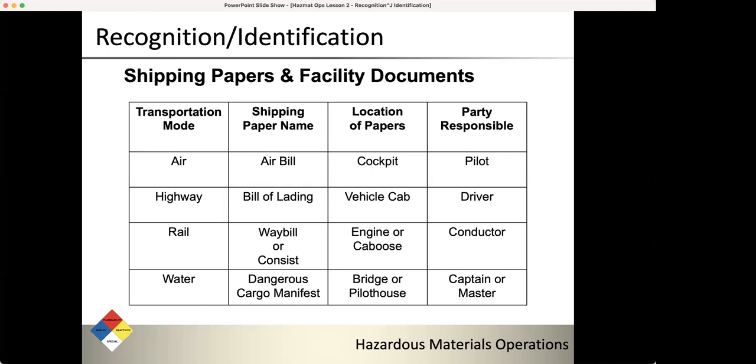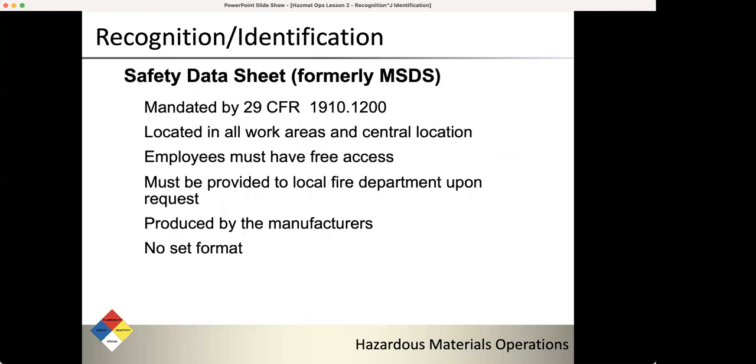Or where's your manifest? All right. Some of you may have heard of MSDS, or Material Safety Data Sheets. Well, in the last few years, they've dropped the M, and now we're just calling them Safety Data Sheets, or SDS. They are mandated by 29 CFR 1910.1200, even though HAZWOPER, remember, HAZWOPER is 1910.120. So where are you going to find them?